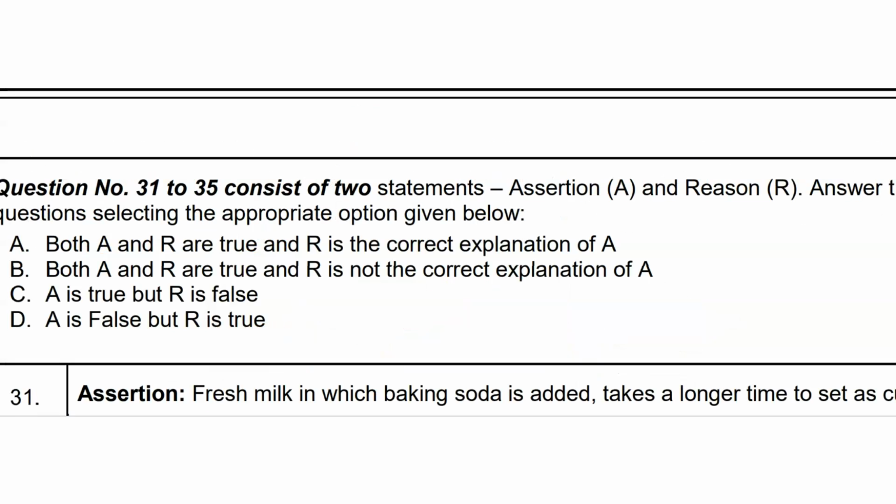Now let us see the reason and assertion part. Here they will be giving 4 options. The first option is both the assertion and the reason are true, and R is the correct explanation of A. B option is both A and R are true, but R is not the correct explanation. C is A is true, R is false. D is A is false, and R is true.